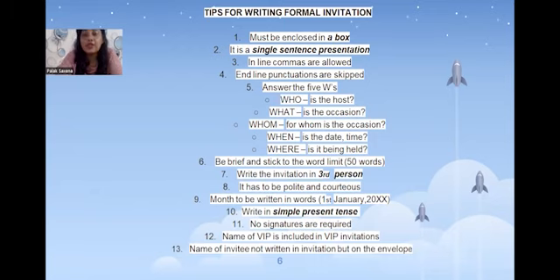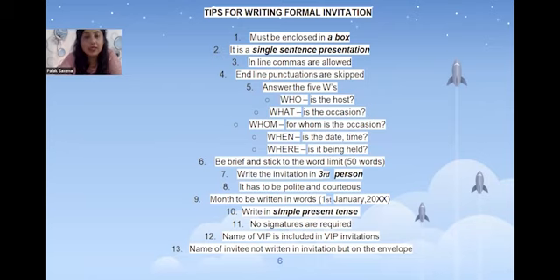Be strict with the word limit. You all are supposed to understand that an invitation cannot be written like a speech or a debate. It has to be a minimum of 50 words. Also, it is written in the third person. Formal invite printed cards are written in third person. Informal is not written in third person. It has to be mentioned here.